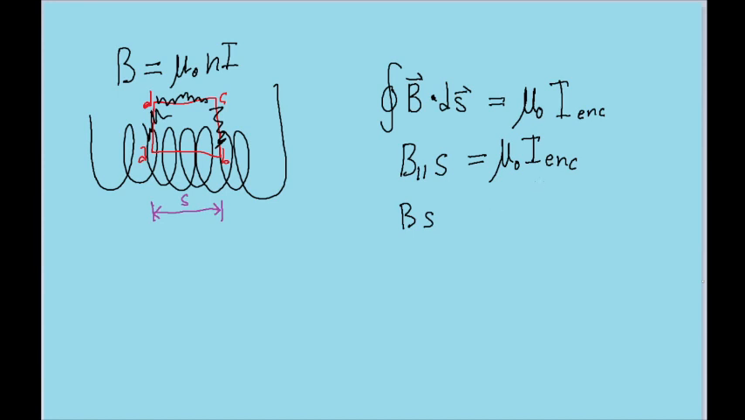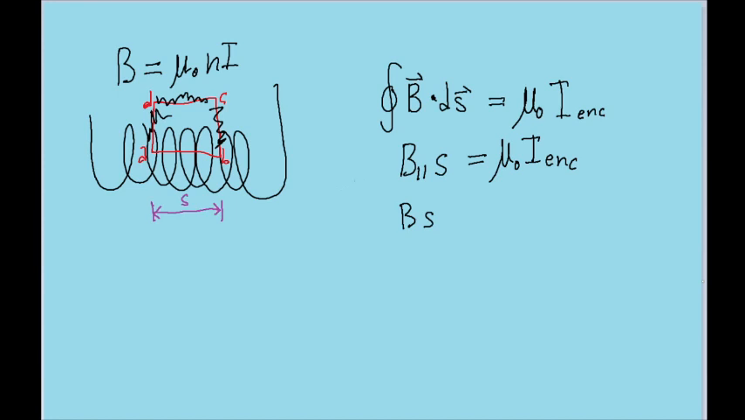So let's think about how we can describe the amount of current enclosed within the loop. Since the total current through the square loop increases based on how many turns of the coil are included in the rectangle, it will increase if we make the length s larger.